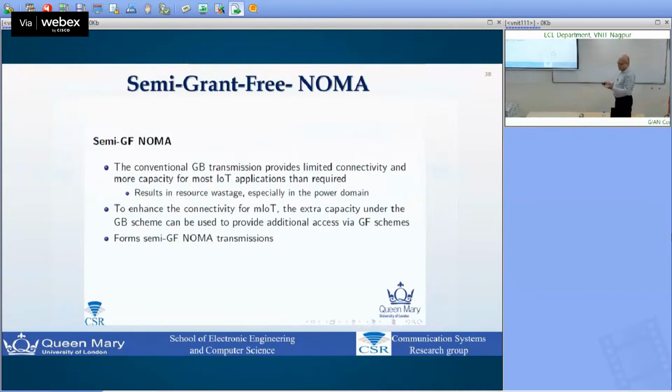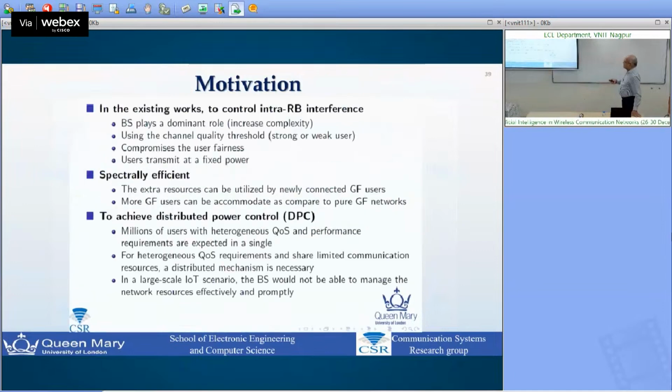So say for one grant based one, the required one is for a certain value, but it has excess capacity. So now we can use that for the grant free devices, IoT devices, to utilize the extra resources.